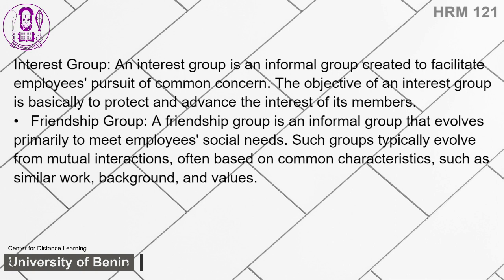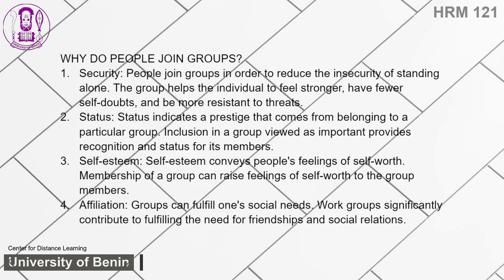Friendship group: a friendship group is an informal group that evolves primarily to meet employees' social needs. Such groups typically evolve from mutual interactions, often based on common characteristics, such as similar work, background, and values. Why do people join groups? 1. Security: people join groups in order to reduce the insecurity of standing alone. The group helps the individual to feel stronger, have fewer self-doubts, and be more resistant to threats.